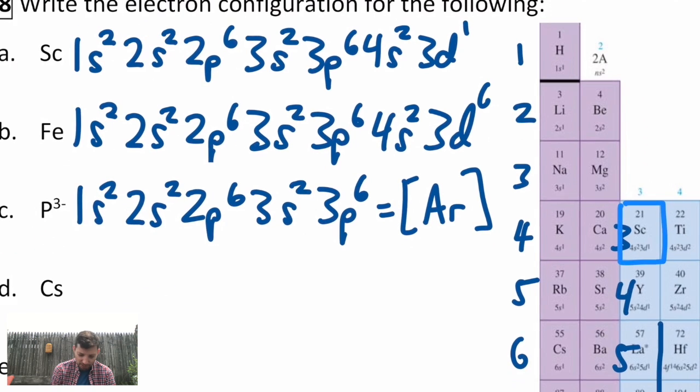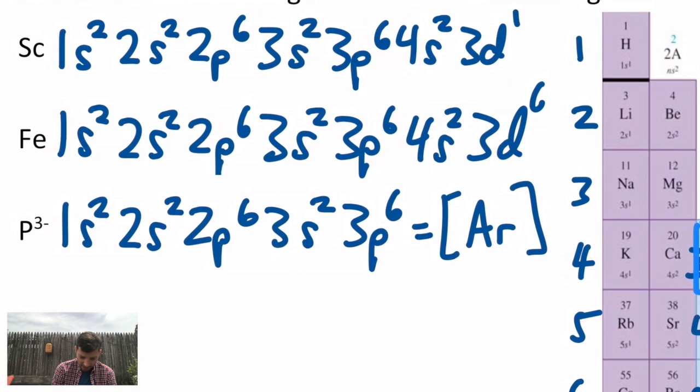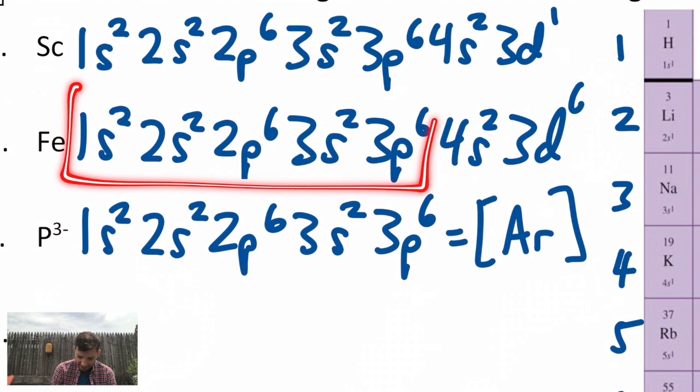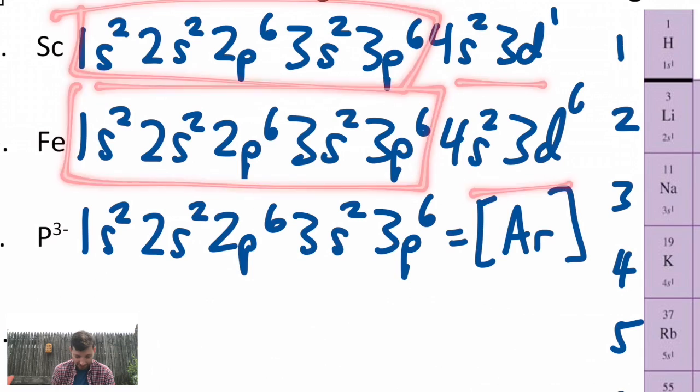And this actually brings up where we can use this noble gas shortcut technique to simply write out the electron configuration of any element and its core, and then just tack on the valence. So I could have done that for both iron and scandium. I could have written argon followed by the rest, and that's equivalent, and it certainly saves time.